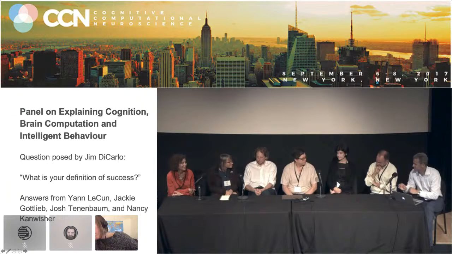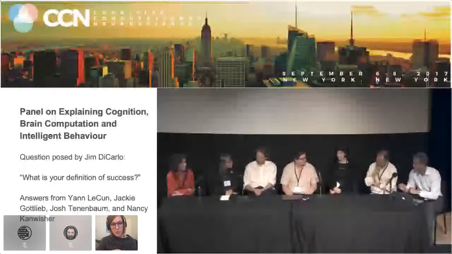So I really love these last two answers from Josh Tenenbaum and Nancy Kanwisher. I think these are good guiding principles for how to think about this research: there are going to be many different short-term goals that might seem quite distinct, like there's no overlap, but it's really these long-term goals that we don't know how to reach yet. We don't have the perfect approach where these goals converge.